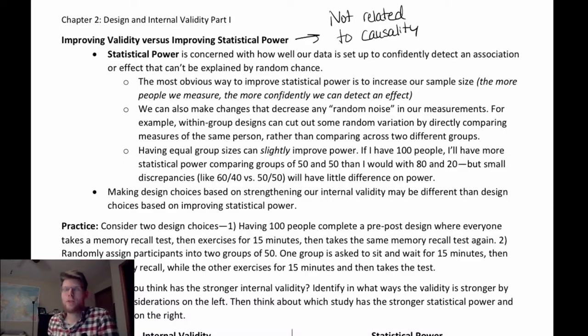And so there are some different things that are going to be related to statistical power. So some different considerations that I might make in my design that may improve or damage my statistical power. So we're going to talk through those. But the most common way to improve statistical power is to just increase your sample size.